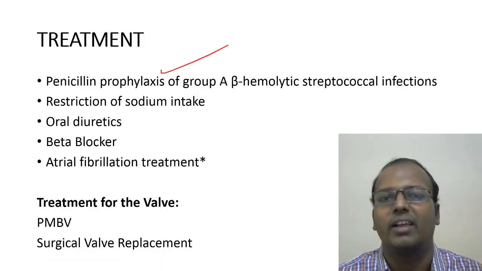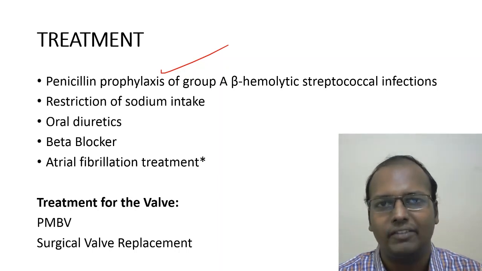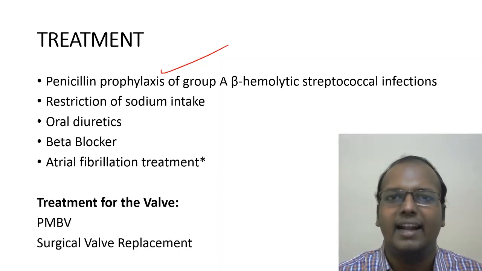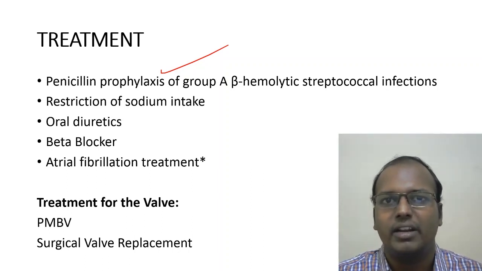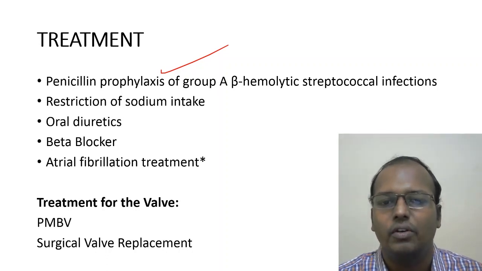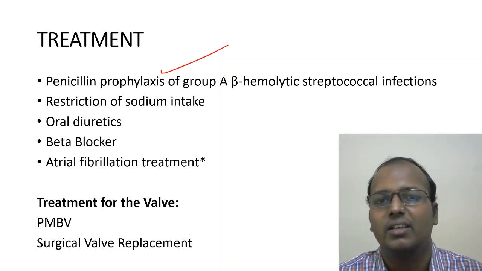Very important is penicillin prophylaxis, because this patient has developed rheumatic heart disease because of the rheumatic fever. So he is prone to get another episode of rheumatic fever. A patient who already has rheumatic heart disease is almost double the time more prone to get rheumatic fever again. So very important is penicillin prophylaxis. The duration we will discuss in the next module.